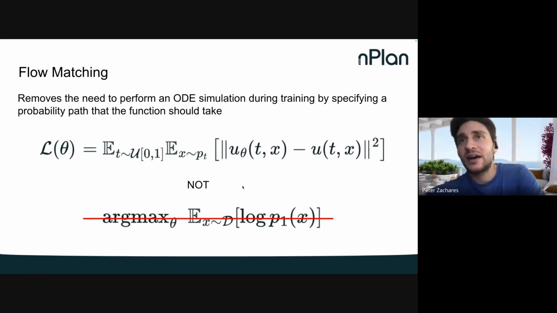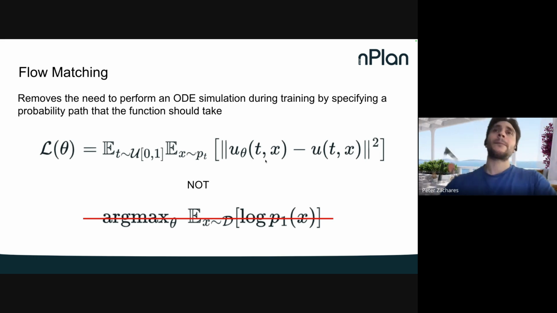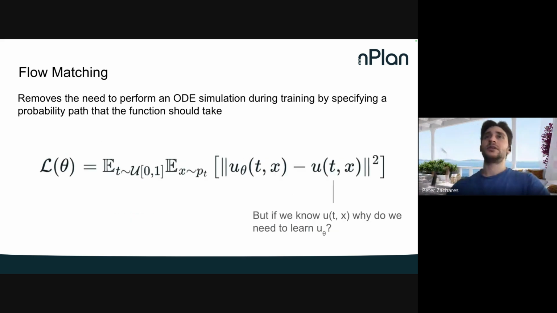So instead of having to calculate this log probability for each point, fully transform your initial point to your endpoint and calculate the likelihood, all you do is sample some time t from 0 to 1, and then you calculate with some reference flow network what the value should be, and then you take the difference between the two and you minimize the mean squared error between the two. So it's a lot simpler, but there's a rub here.